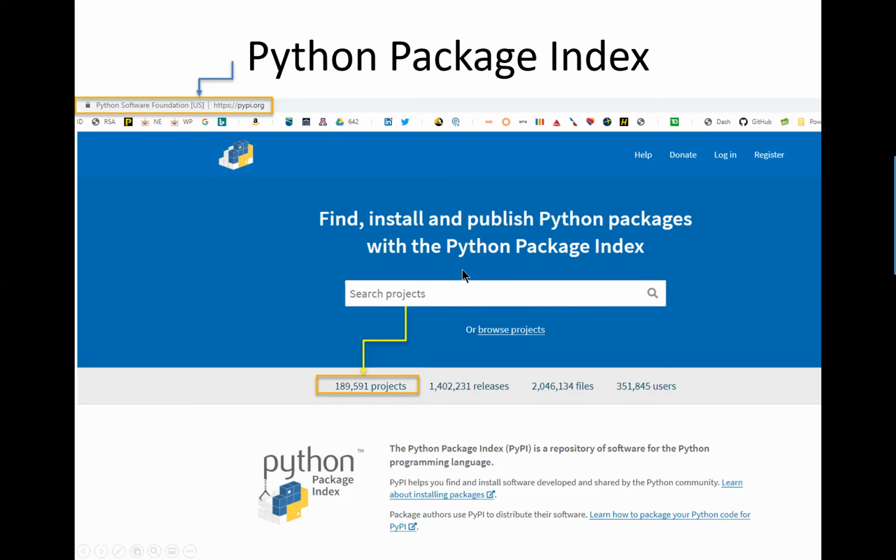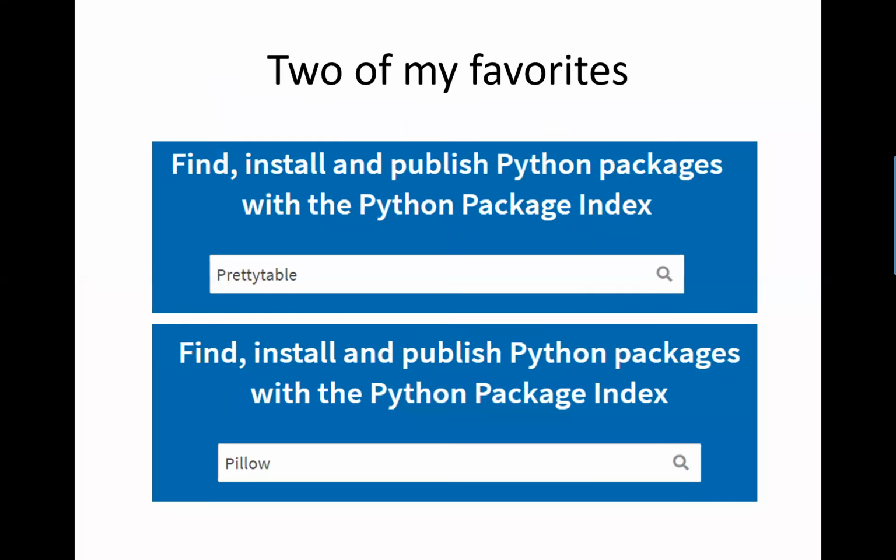It's a pretty simple interface. It has a place where you enter projects, and it'll give you a summary here. Right at the time that I took this screenshot, there were 189,591 projects, over 2 million files, and over 351,000 users actually contributing to the Python Package Index. There's a lot more now, so you can imagine that there's a lot. Two libraries that I use a lot in my practice are PrettyTable and Pillow. The PrettyTable library allows us to pretty up our output a little bit, make tables really easily, sort those tables, that kind of stuff.